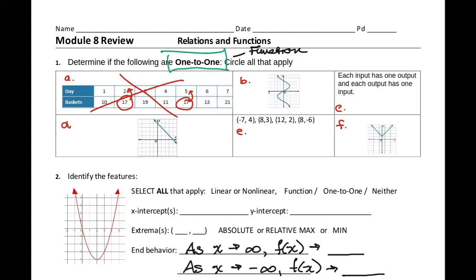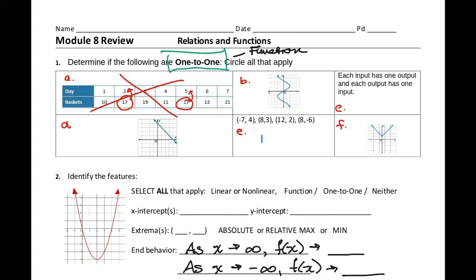You said which one? E. You're saying it is or is not a function? It is a function. Why do you say that? Okay, no repeats in the x values. I'm double checking here. And do we have any repeats in the y values? I don't think so. So I think, is that right? Do you guys see any repeats? -7, 8, 12, 8. Ooh.